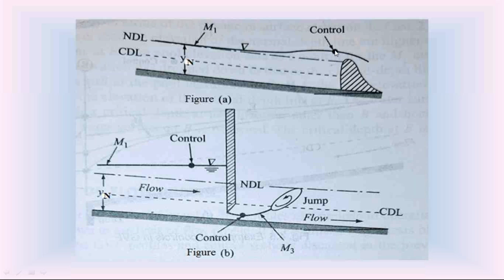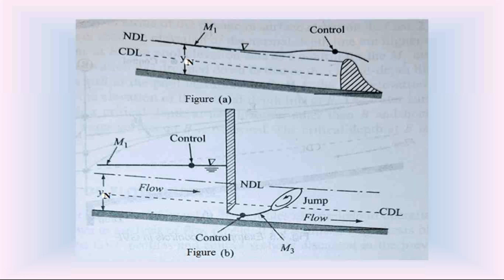We know the depth of flow at section 1, and we know the velocity of flow at section 1. So calculate the specific energy at section 1. Specific energy is equal to Y plus V square by 2g, where Y is the depth of flow at section 1 and V is the velocity of flow at section 1. Find out the specific energy E1 at section 1.